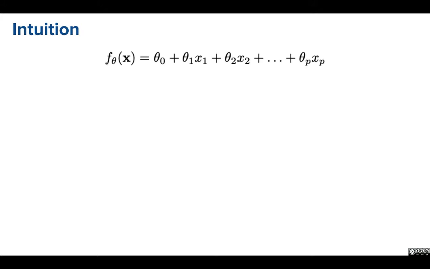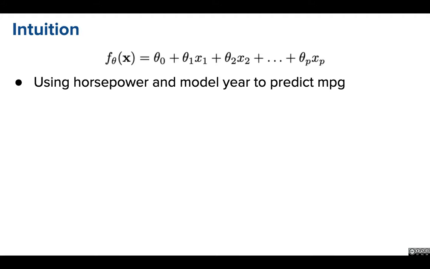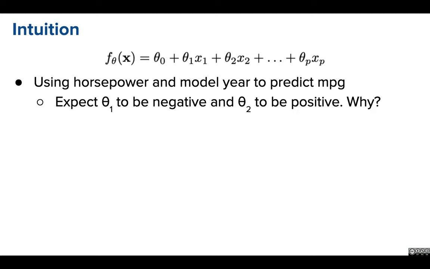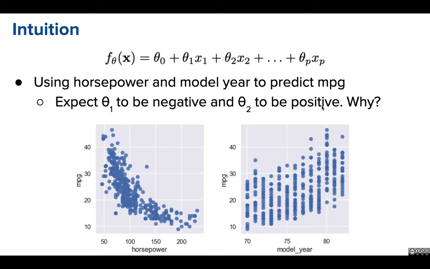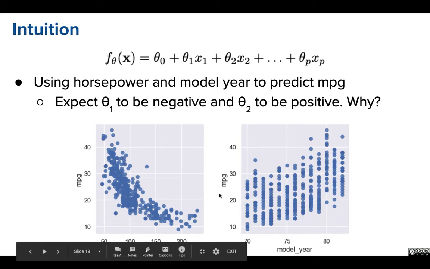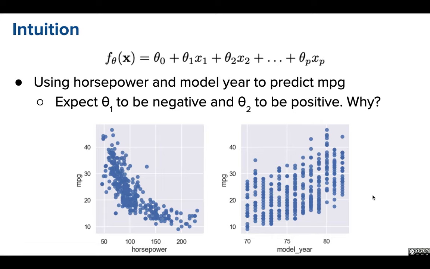Here's some intuition about this. Let's suppose we're trying to use both the horsepower and the model year to make a prediction about the miles per gallon of a car. I expect that theta sub 1, the horsepower model weight, will be negative, and theta sub 2 will be positive. Why do I expect that? Because I can plot MPG versus horsepower and MPG versus model year, and I can see in my data that as horsepower goes up, the MPG goes down, and as the model year goes up, like as the car was more recently built, the MPG also goes up. So I expect that if x1 increases, f should decrease. I expect that if x2 increases, f should increase along with x2. I'm encoding mathematically the intuition that I have in English.